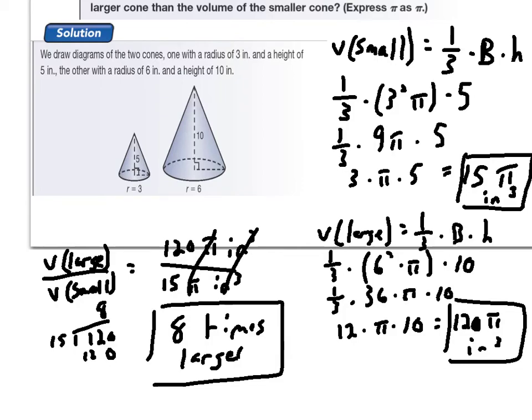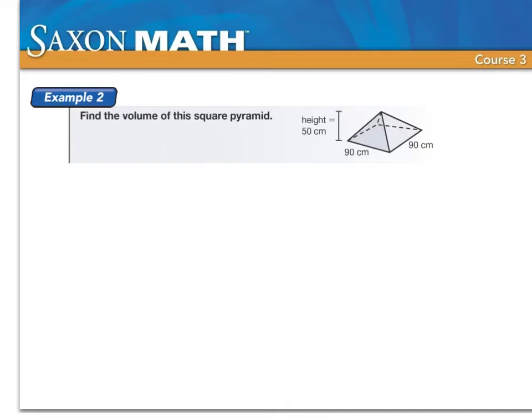Alright, let's go on to some more examples here. Example 2 says to find the volume of this square pyramid. Again, first thing we need to have is the volume formula. And the volume of a pyramid is the same as the cone. It's 1/3 times the area of the base times the height.